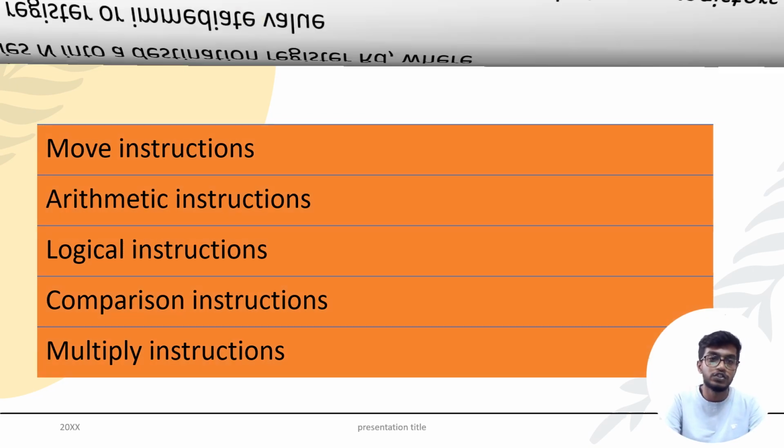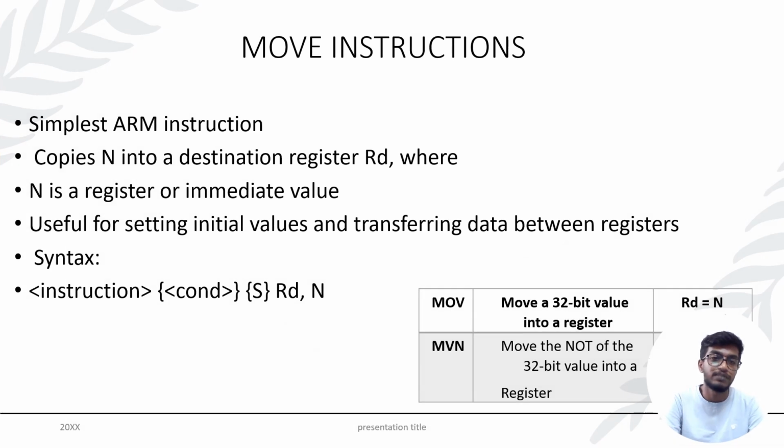Move instructions. The simplest form of ARM instructions, it copies N into the destination register Rd, where N is a register. It is useful for setting initial values and transferring data between registers, followed by the syntax. Here in the table, MOV moves a 32-bit value into a register. MVN moves the NOT of a 32-bit value into a register.